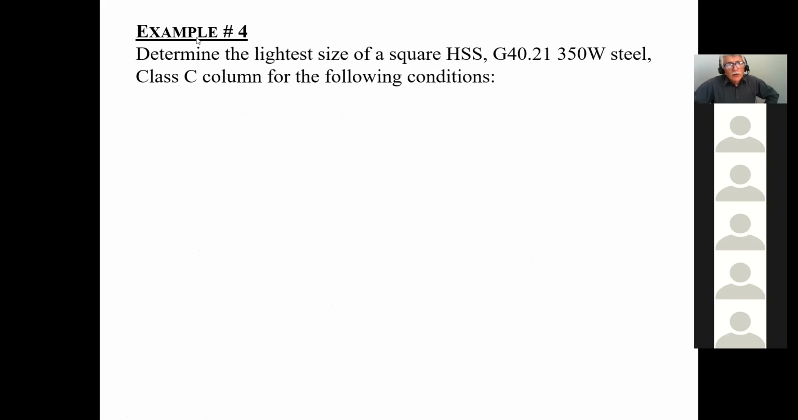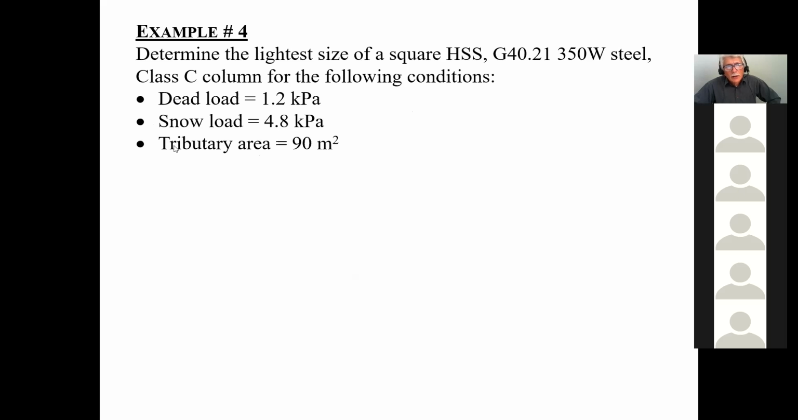Okay. Now, determine the lightest size square HSS, Class C column, for the following conditions. The dead load is 1.2 kPa. The snow load is 4.8 kPa. The tributary area is 90 square meters. So in other words, this thing is supporting a surface area of 90 square meters.